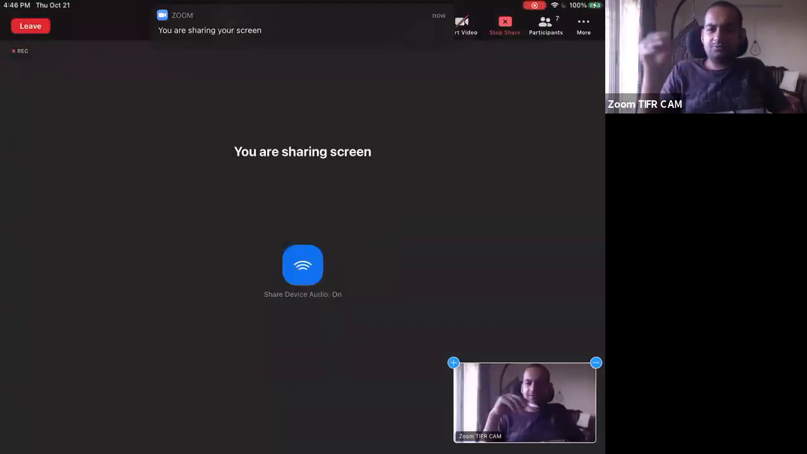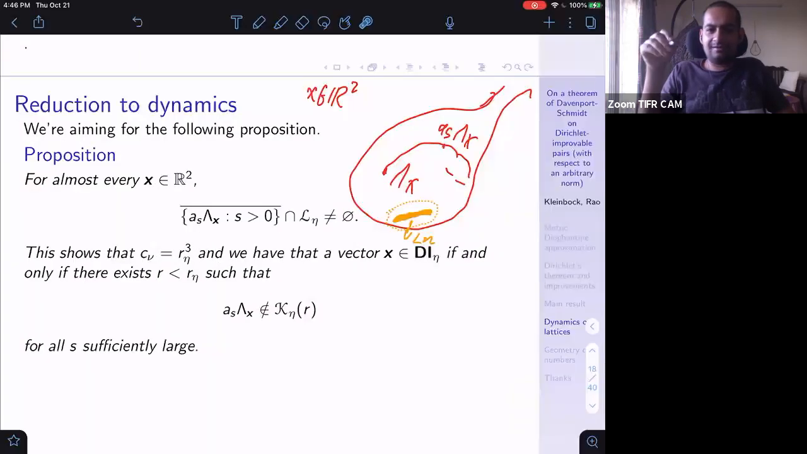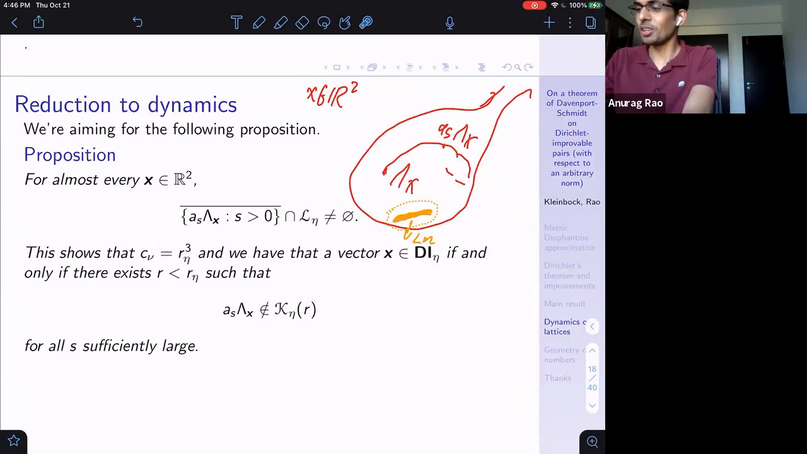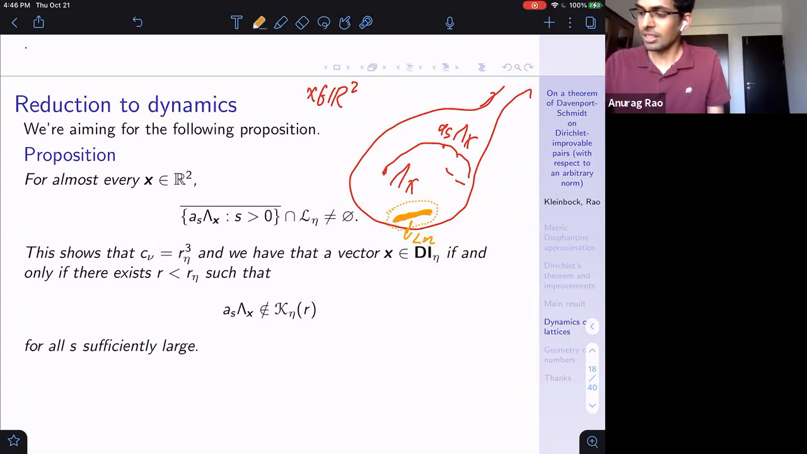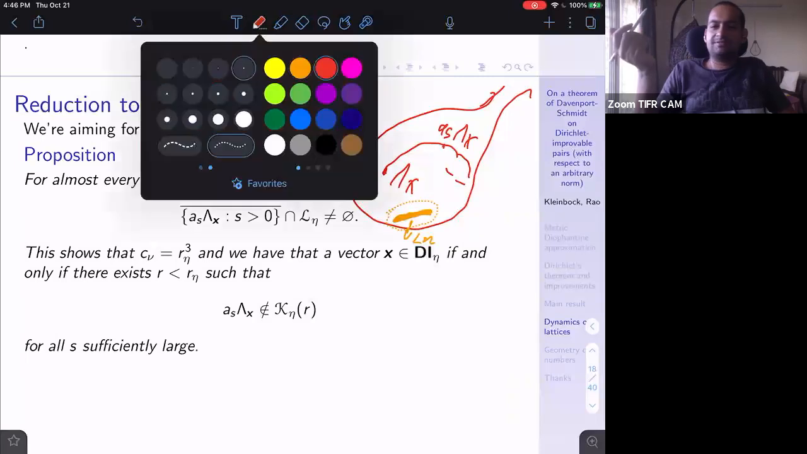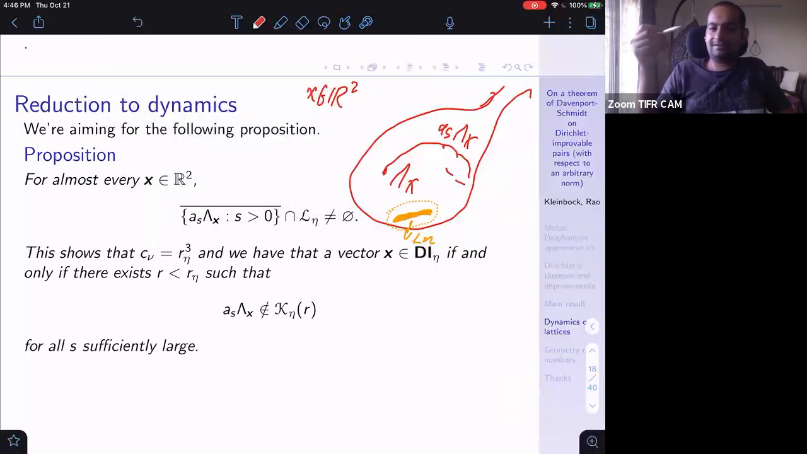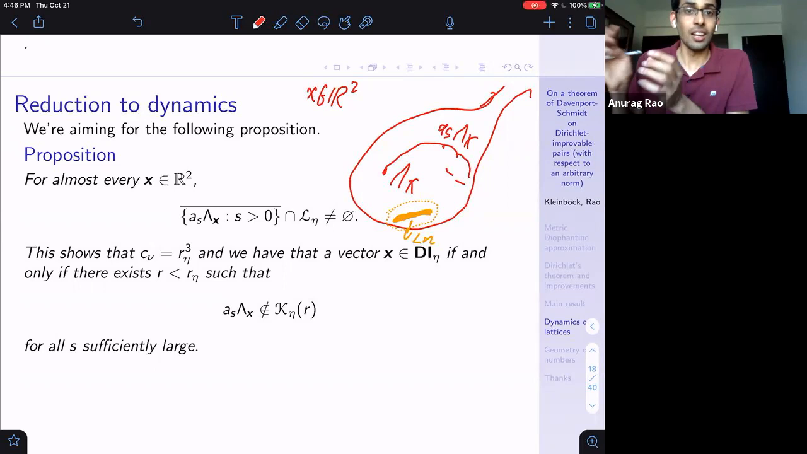By the way, don't you want these orbits to visit L eta? Avoid. Okay, so then I have misunderstood something. No, I said avoid, but you're right. Both properties are important, so I made a mistake. Avoiding it is like having x which is well approximable, and hitting it is being badly approximable, right? Exactly. Avoiding it is directly improvable, and hitting it is not directly improvable.